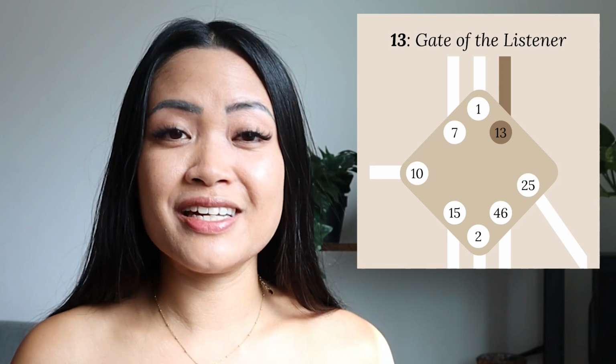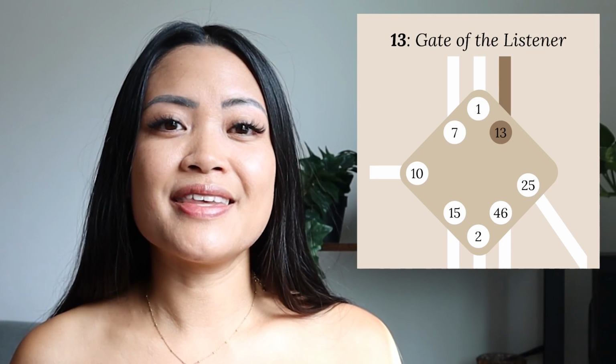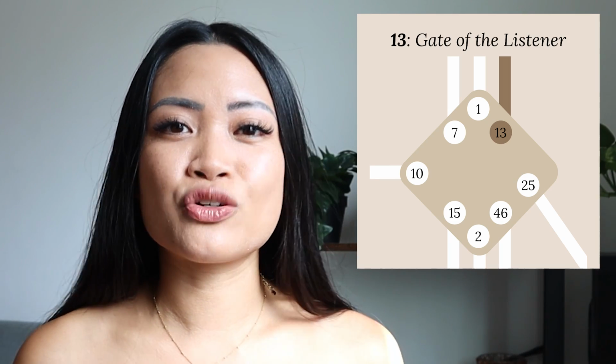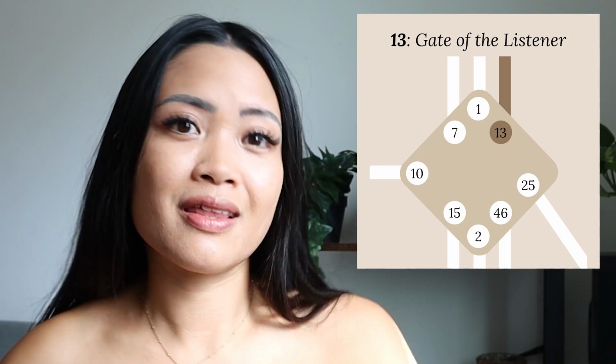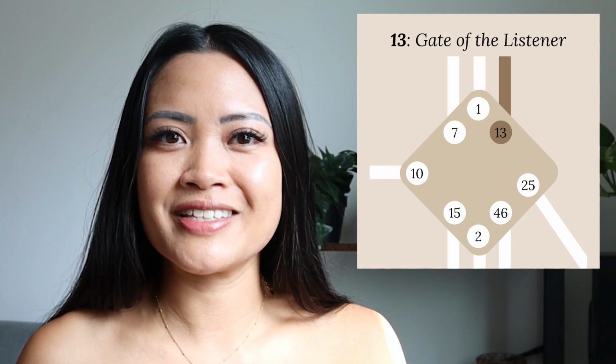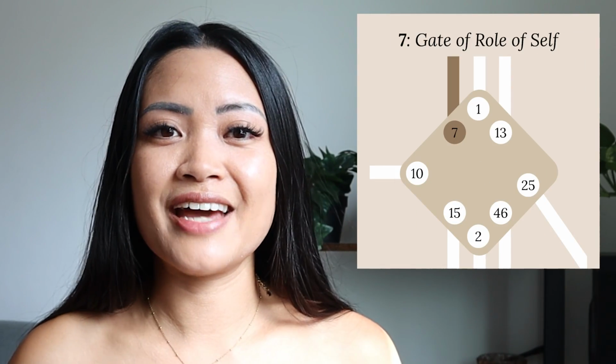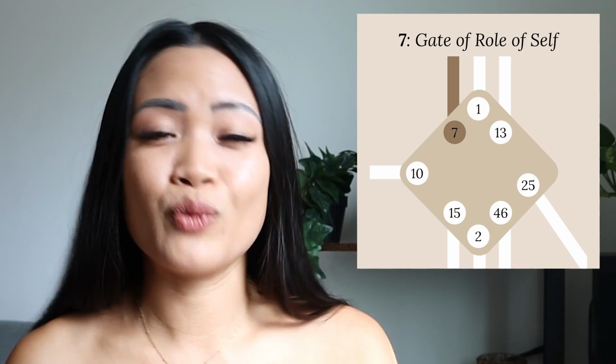We have gate 13, which is the gate of the listener. And this is the energy of someone who's perceived as a good listener and they're seen as trustworthy. So people tend to go to them and open up to them and tell them all their secrets. They end up becoming the record keepers of past experiences as well. Next, we have gate 7, which is the gate of the role of self, and this is the energy of leading by influence and leading the way forward.